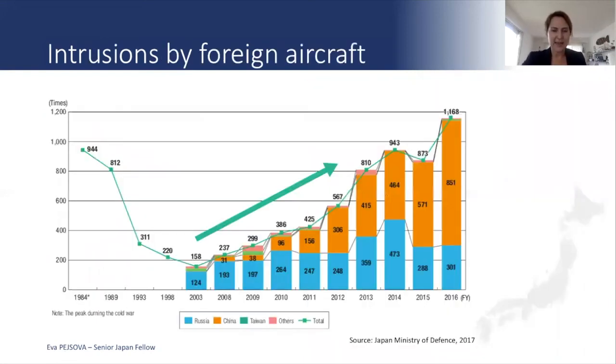To give you a little bit of an idea of the hostility or the toxicity of the regional security environment, here you can see the number of intrusions by foreign aircraft into Japan's territorial airspace. While the Russian ones have become pretty much constant and are a legacy also of the Cold War, you can see a clear increase of the Chinese military activity, of the Chinese PLA Air Force, which corresponds pretty much with the growing military prowess of China and its assertiveness in the region.